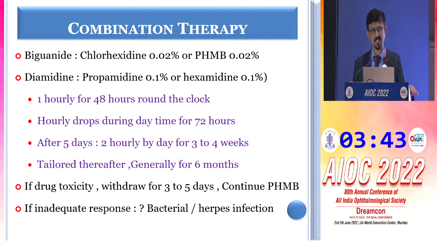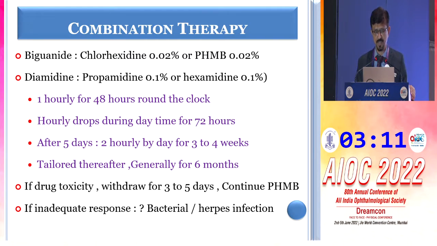As far as treatment is concerned, it is definitely a challenge because many times we don't get these definitive drugs. Biguanide is the treatment of choice, chlorhexidine or PHMB, 0.02%. PHMB normally is not available in the market, but there is a company called ARCH, which sells PHMB in a concentration of 20%, and that can be bought and made 0.02%.